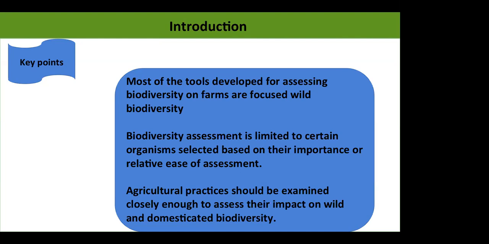So that is why we said that biodiversity assessment is limited to certain organisms, selected based on their importance and relative ease of assessment. Then we proceeded by saying that agricultural practices should be examined closely enough to assess their impact on wild and domesticated biodiversity. You should be careful to observe those things that we are talking about, be it animals, be it plants, to know the impact they have on the farm that you are planting.